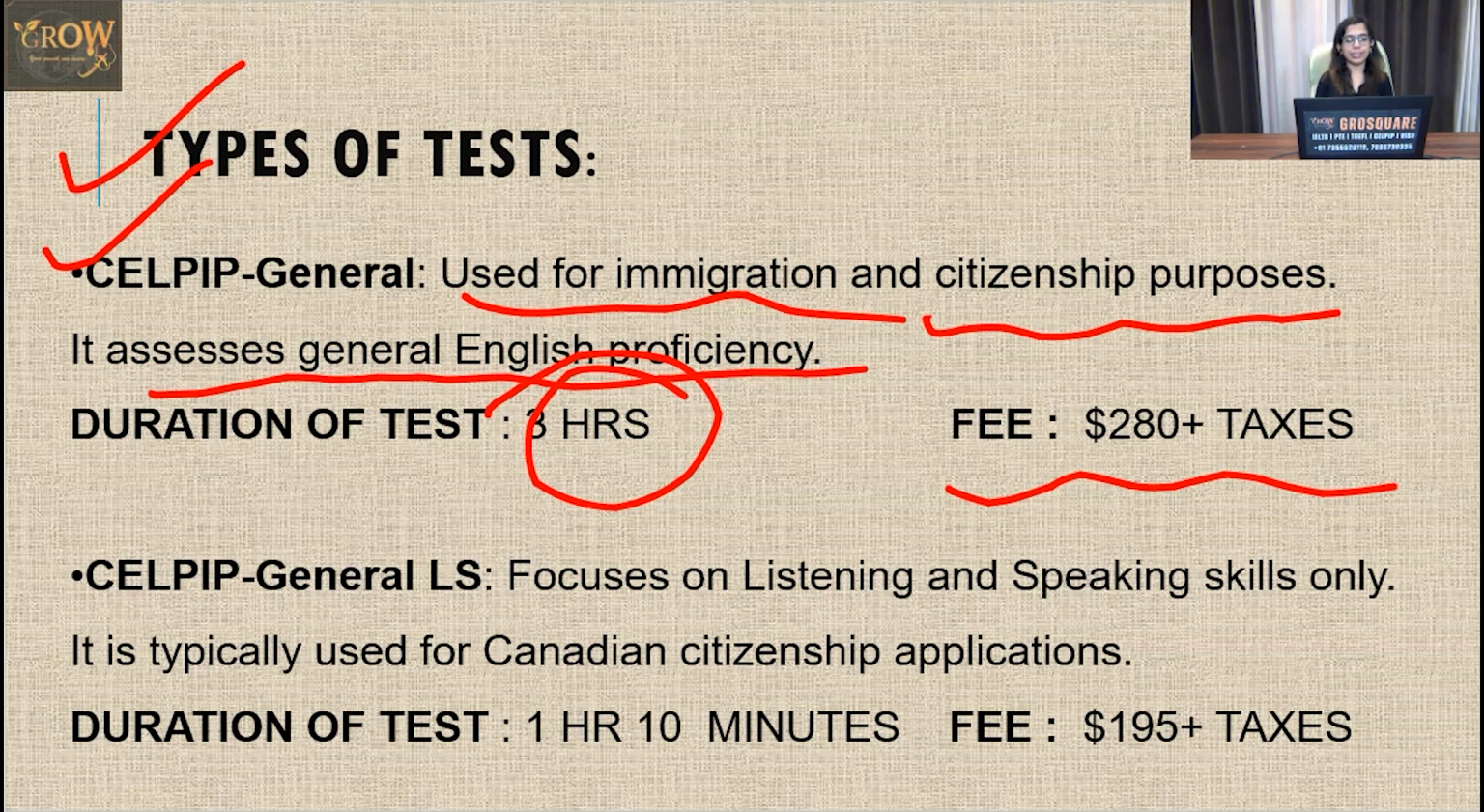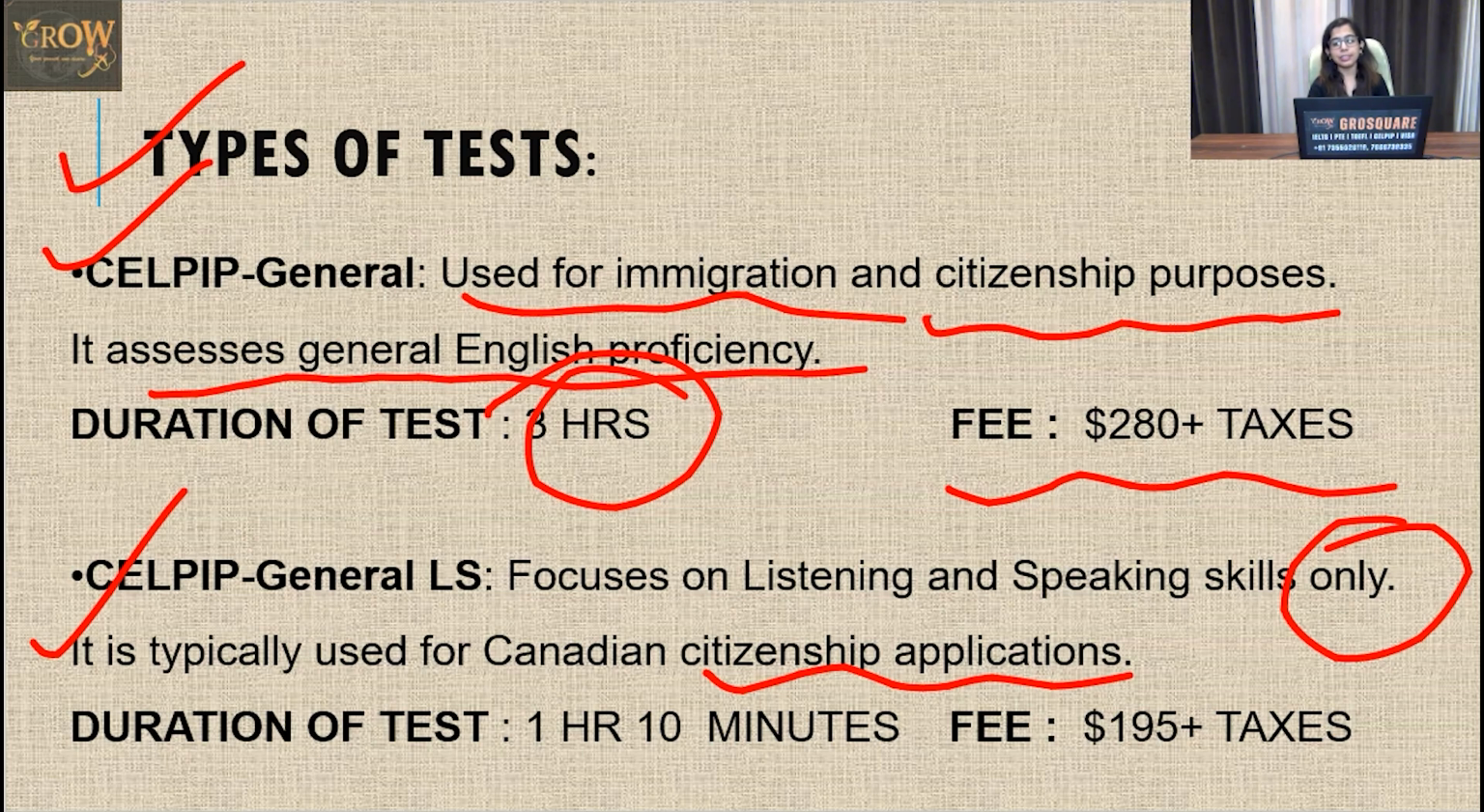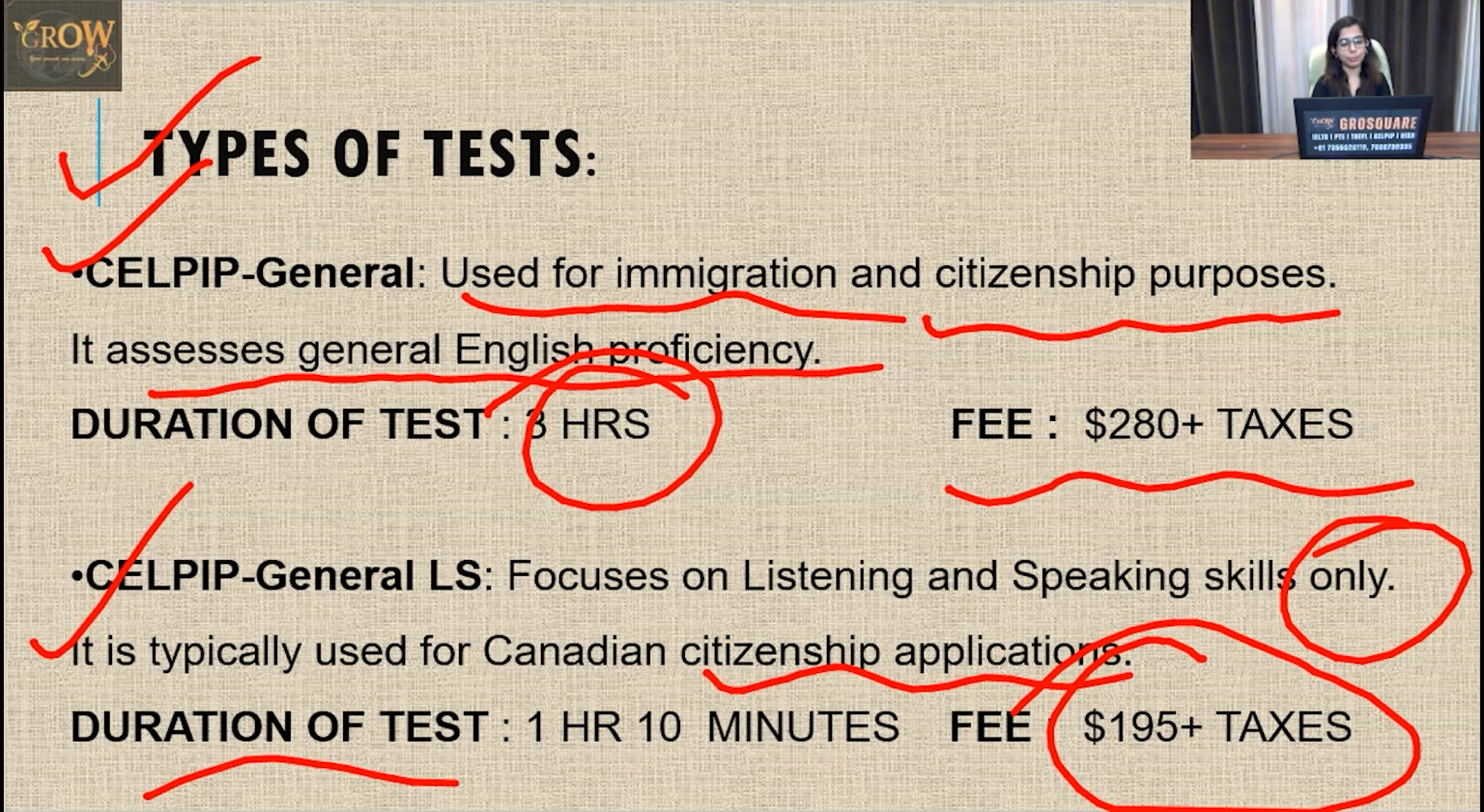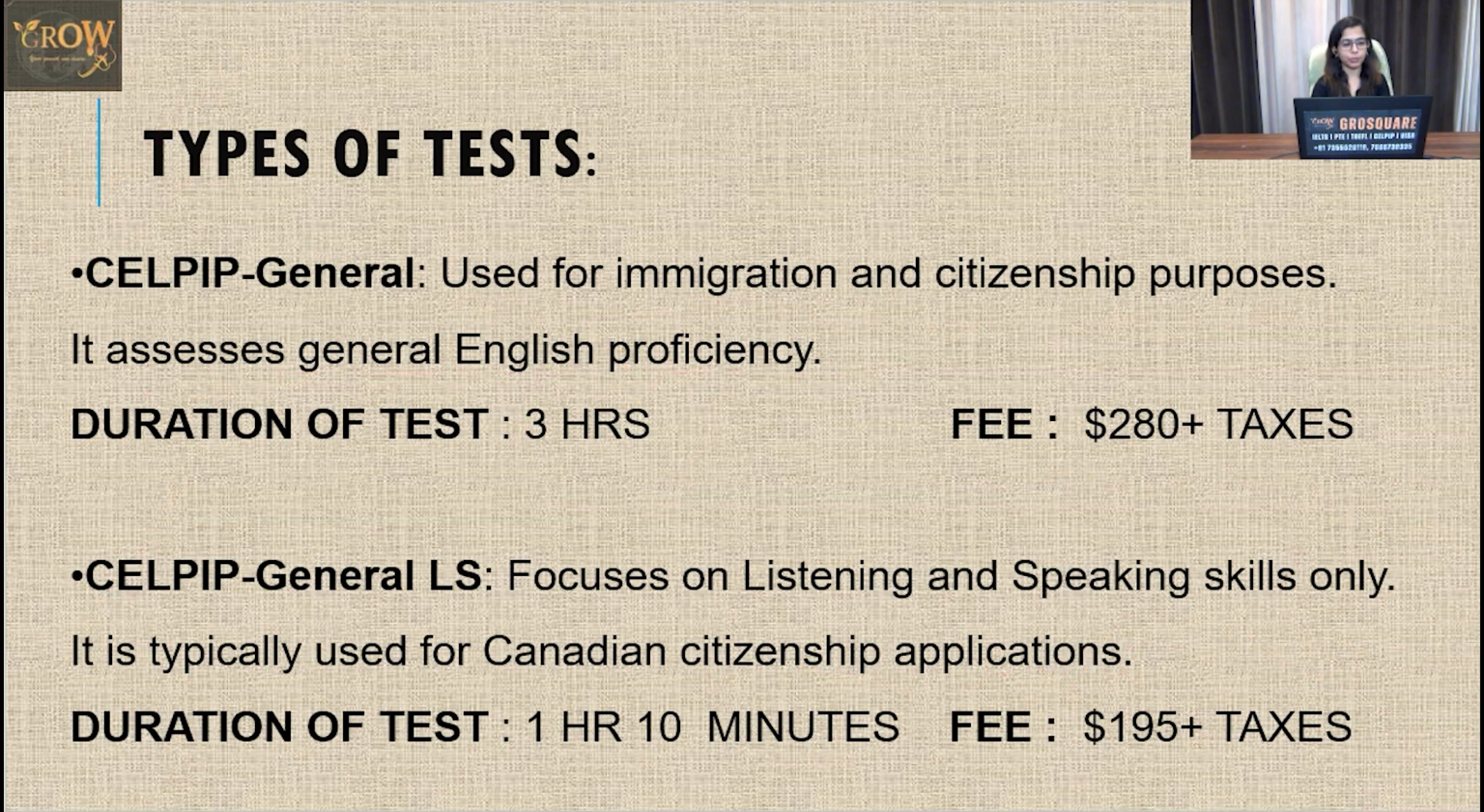Now what about the second type? This is CELPIP General LS. As the name illustrates, LS means listening and speaking only. So it focuses on listening and speaking skills only. It is typically used for Canadian citizenship applications, since they are going to assess only two of your modules here. So the fee is a little bit less comparatively, and the time duration as well. The fee would be $195 plus taxes, and the duration of the test is 1 hour 10 minutes, right? Let's move ahead.